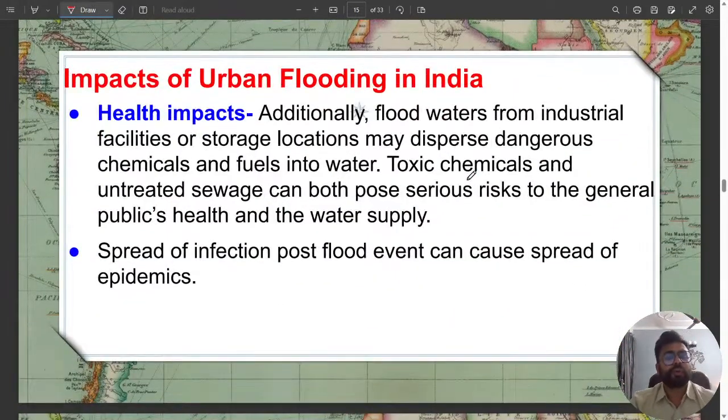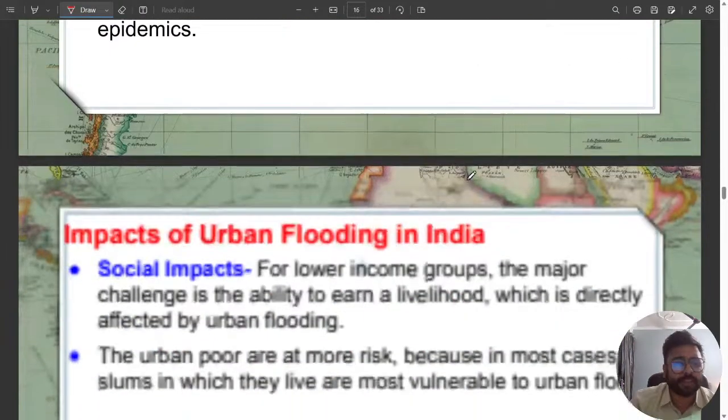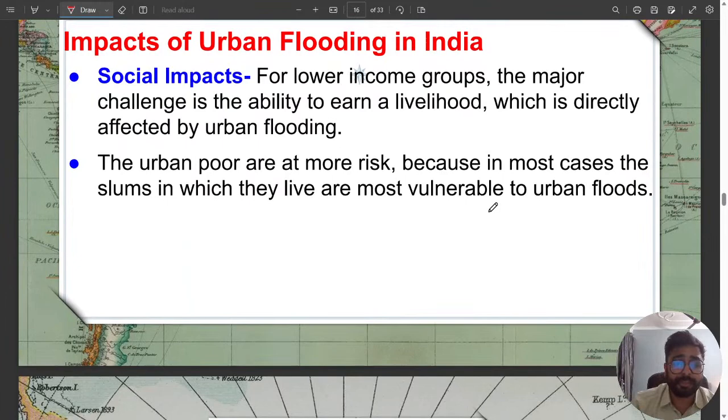Okay, so you can add all the types of impacts due to urban flooding to these respective points. Health impacts I have already mentioned. One last is the social impacts. So guys, in urban floods, which section of the society will be most vulnerable to the impacts of urban flooding? It will be the poor and the marginalized, who will face the maximum impact.